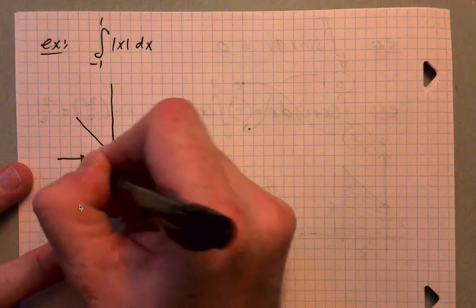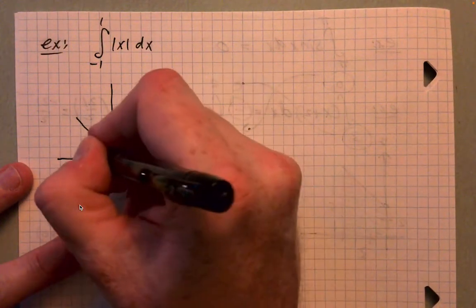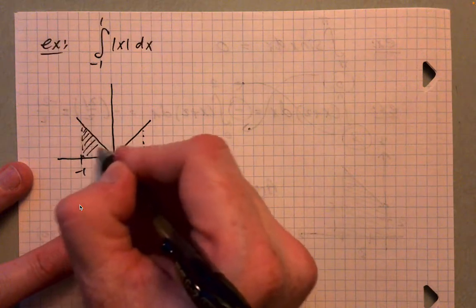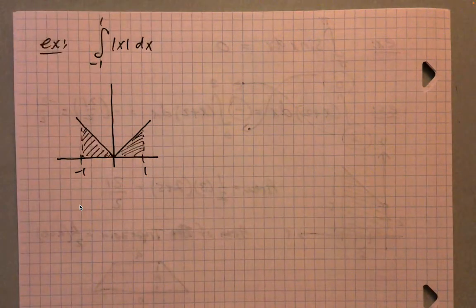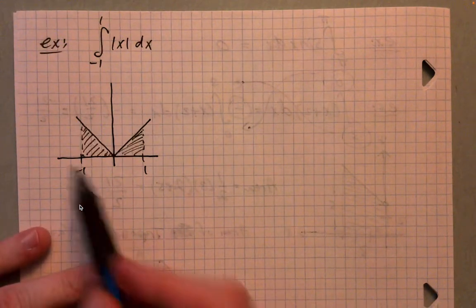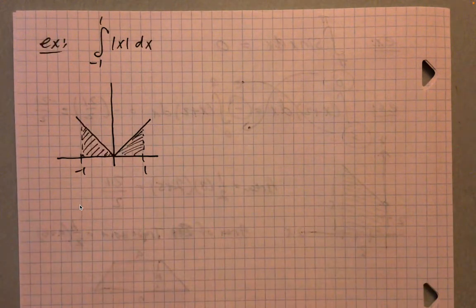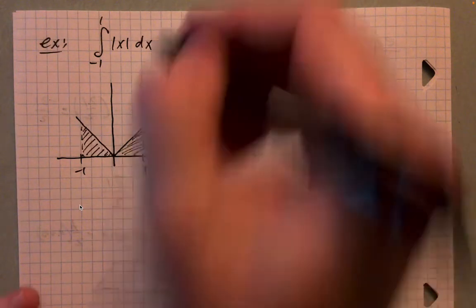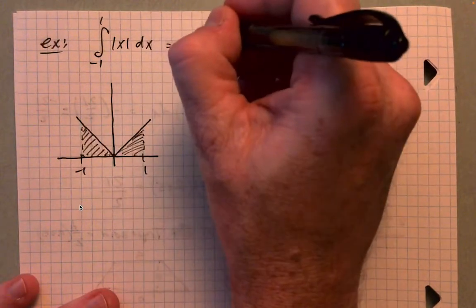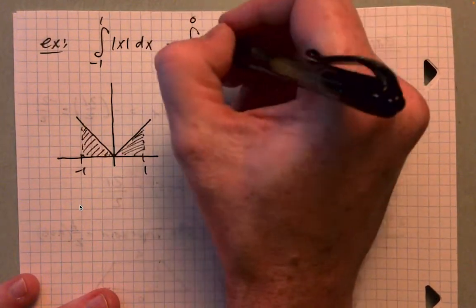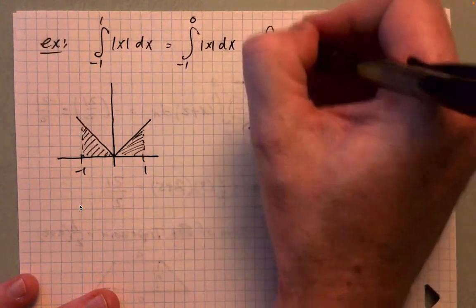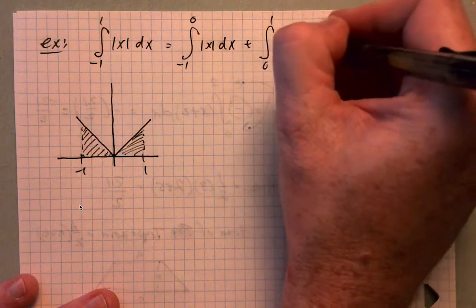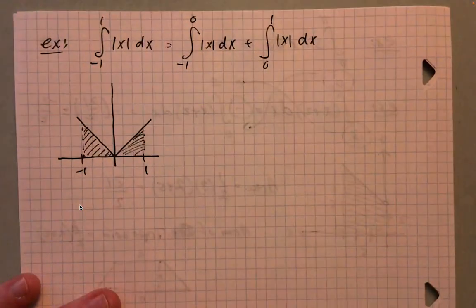So let's say you've got -1 here, +1 there. So we're interested in all of this area right there. Okay, well, we don't know how to integrate the absolute value of x yet, right? But we do know this. We do know that the integral from -1 to 0 of absolute value of x dx plus the integral from 0 to 1 of the absolute value of x dx is equal to the integral we're looking for.